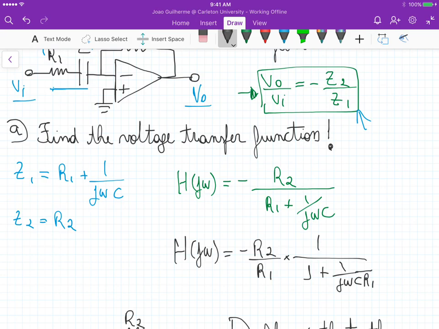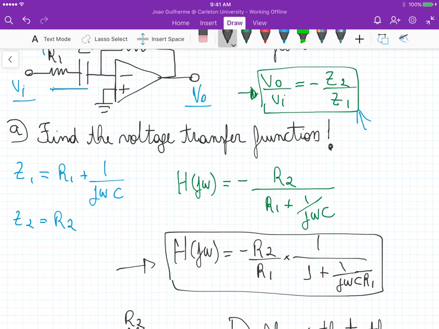Okay, we could simplify by multiplying by j omega C R1, but it's just a matter of rearranging the equation, writing the equation in a different form. But this one here is the transfer function that we have. Okay, and you'll see later why I'm keeping this equation this way. So that's the voltage transfer function.